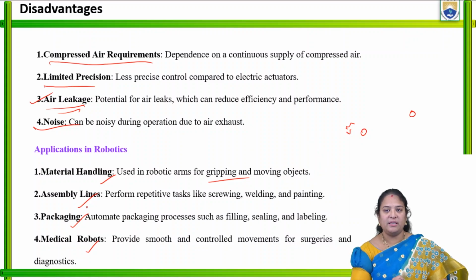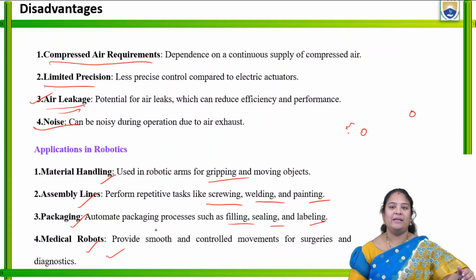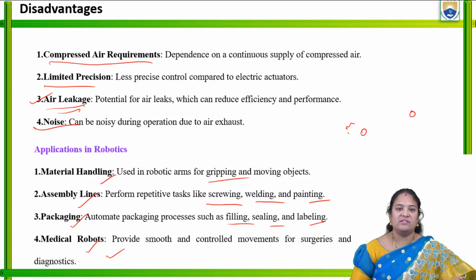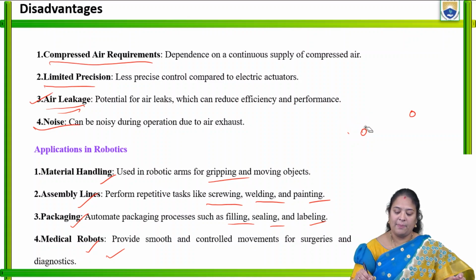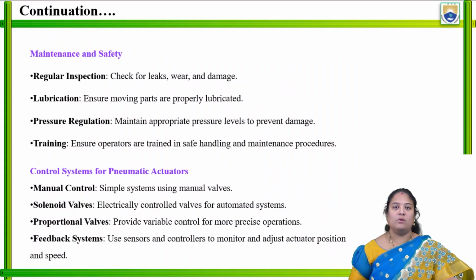Whereas coming to the assembly line, for screwing, welding or painting purposes, generally we use the pneumatic type of robot. And for packing, that is for filling, sealing and labeling, we use the pneumatic type of actuator. And in the medical environment, generally for surgeries or any particular medical operations, we use this type of robot. So generally, these are the applications of the pneumatic robot.